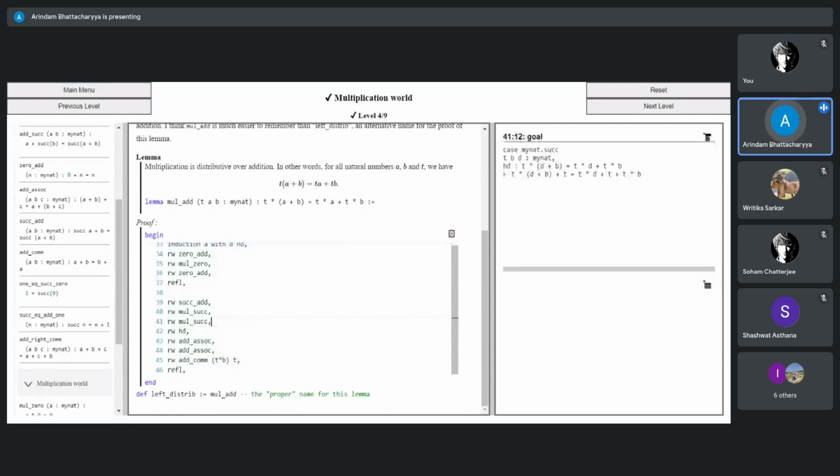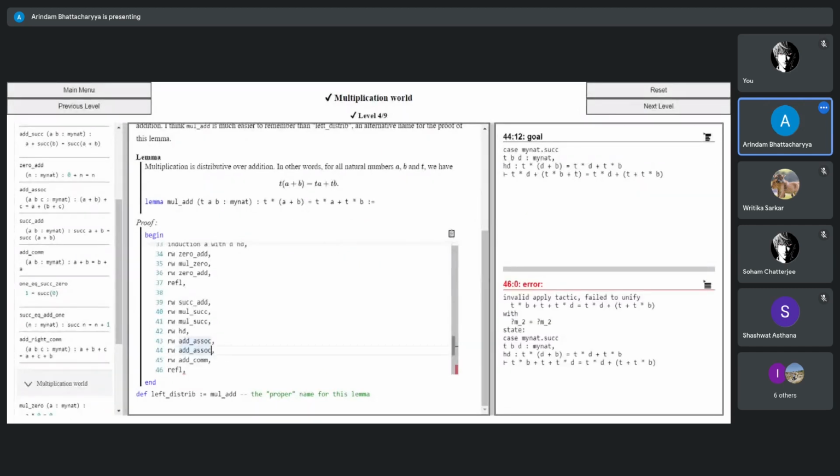can someone explain to me why this does not work? I mean, what goes wrong? Anyone? So what is wrong if I don't specify the thing I want to use add comm on?